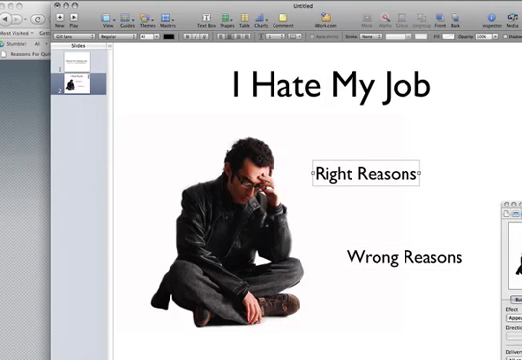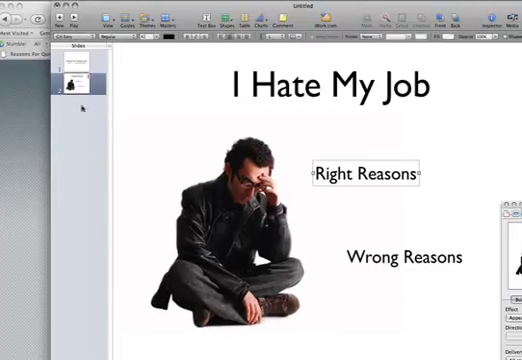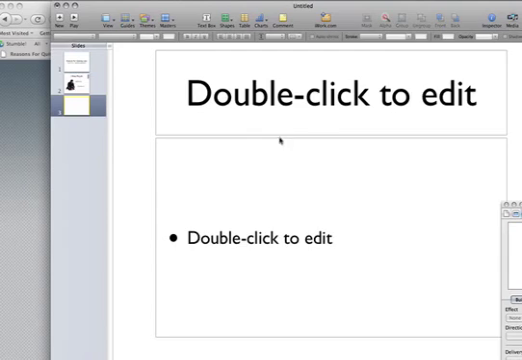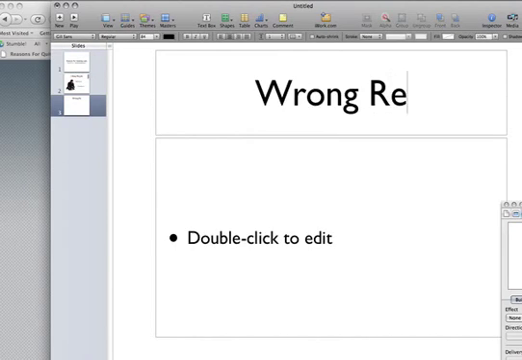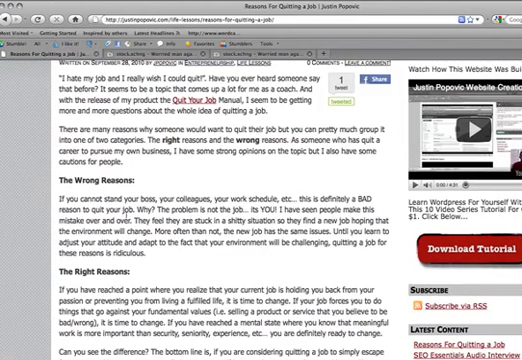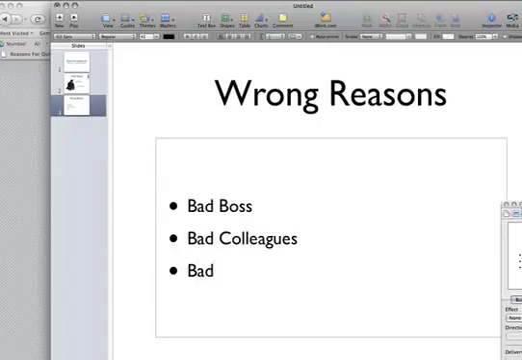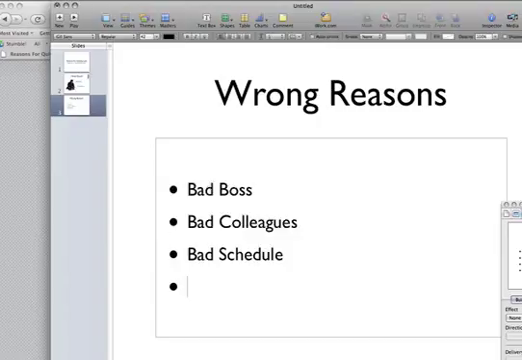Let's just test the slide to make sure it works. Boom, boom. Okay, so that slide's working. Then we'll do another slide, the wrong reasons. And what do I say in my article? The wrong reasons are bad boss, bad colleagues, bad schedule, and in general, complaints.